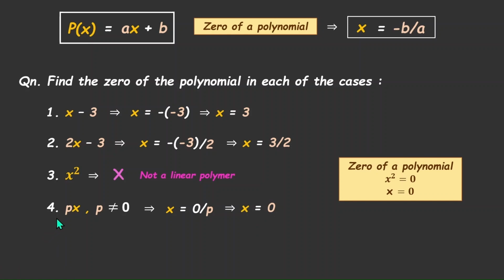And moving on to the last example, we have px plus q. So here q is b and p is a. So our zero of the polynomial from the formula is equal to minus b by a. So it would be minus of q divided by a, which is p. So this becomes minus q by p. And we also have to say that p is not equal to 0.